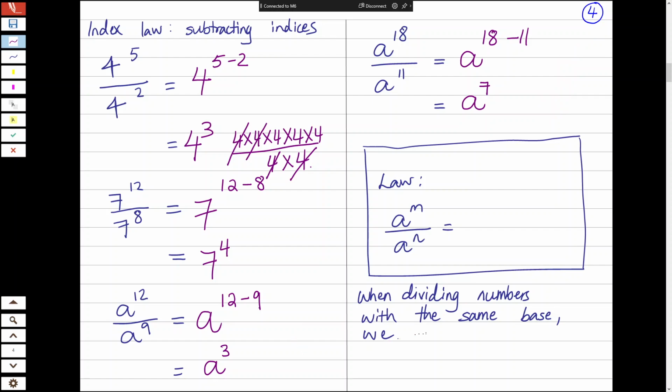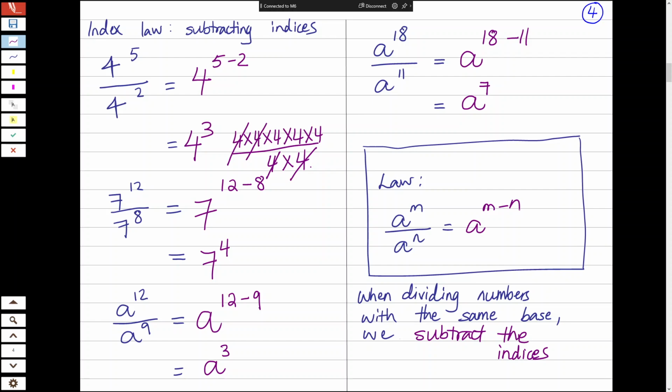All right, so we subtract the indices. And it's m minus n instead of m plus n. So if you multiply two numbers with the same base, you should add the indices. If you divide two numbers with the same base, you should subtract the indices. So it's exactly the same as changing the operation. That's right.